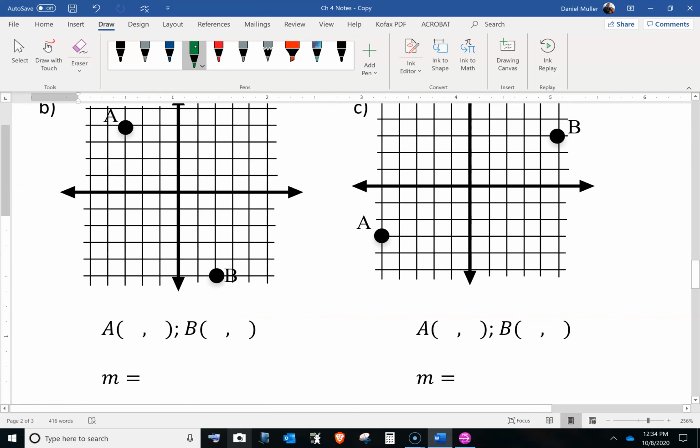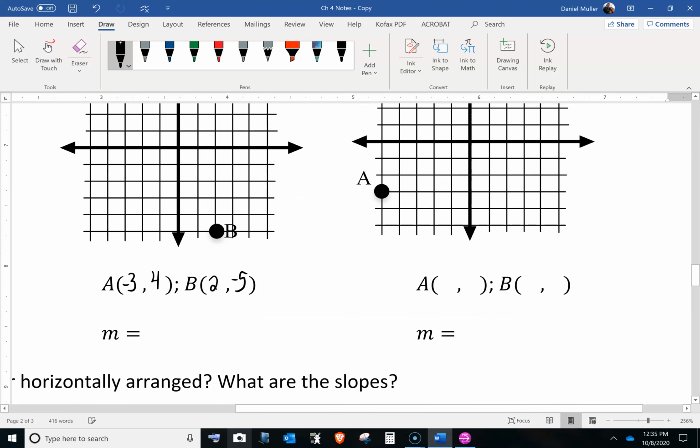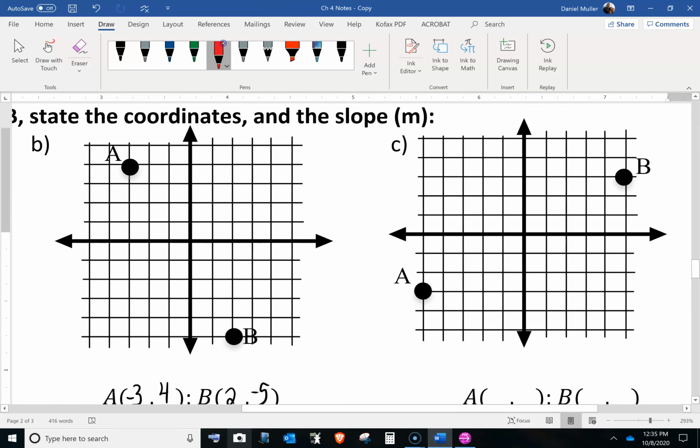Okay, so let's try this again here, and hopefully by doing B and C, you'll kind of understand the pattern. So 1, 2, 3. So it's going to be 3, but it's going left, so it's negative. And 1, 2, 3, 4. That's up, so it's positive. That's my A. And my B is 1, 2. So we're going 2 in the positive direction. And then 1, 2, 3, 4, 5. So it's a -5 because you're heading down.